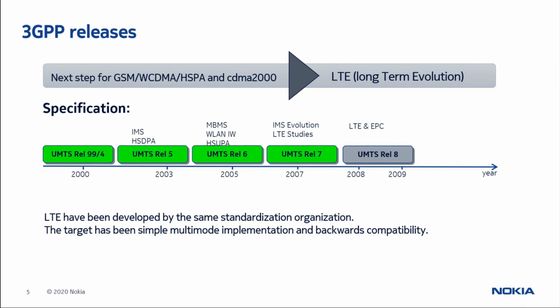It was Release 99, then Release 4 specification in 2000. It was Release 5, in the year 2003, that they came up with the Release 5 specification. And this majorly catered to HSDPA, as I said, high speed downlink packet access. And then IMS, of course, which is all about providing packet-based voice services. We will see what that is.